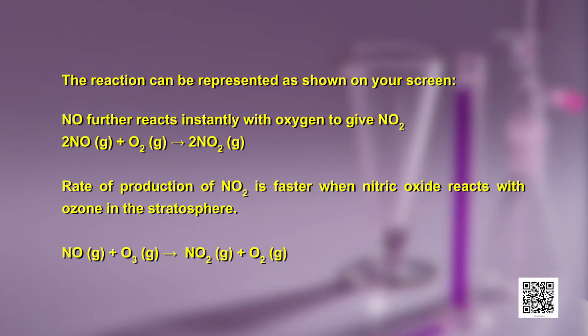Rate of production of NO2 is faster when nitric oxide reacts with ozone in the stratosphere layer, that is NO plus O3 giving NO2 plus O2. Now I will discuss the environmental impact of nitrogen dioxide.